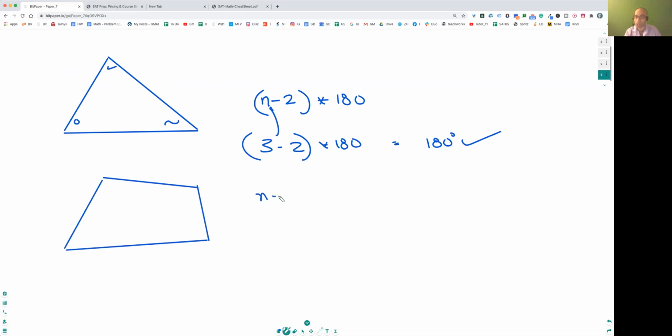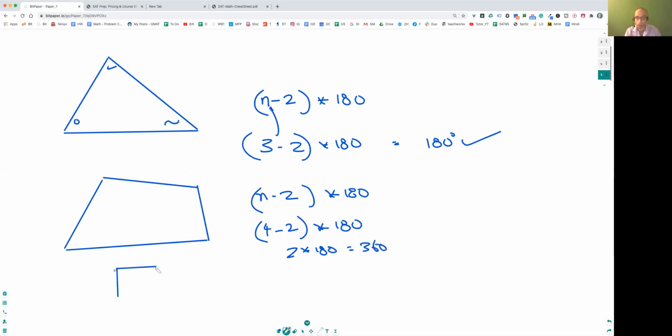In that case, you're going to use the same formula over here, and then you're going to put in n is equal to 3. So you're going to put it over here, 3 minus 2 times 180, right? Sorry, n is equal to 4 here, right? 1, 2, 3, 4. So put in 4 minus 2 times 180, right? And that gives you 2 times 180, which is 360, right?